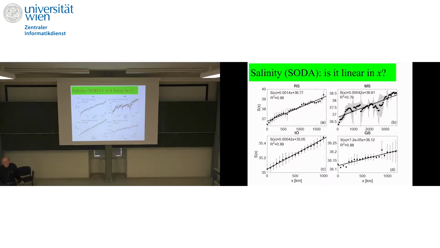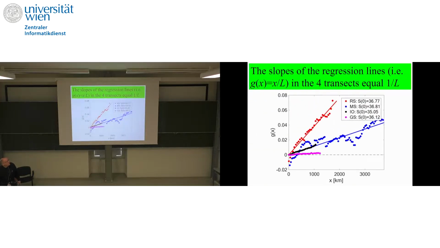Now we can go ahead and look at what happens with the slope being 1 over L. And now we have the values of L. From these linear slopes, I just put them all together here. So this is the Gulf Stream, very slow.